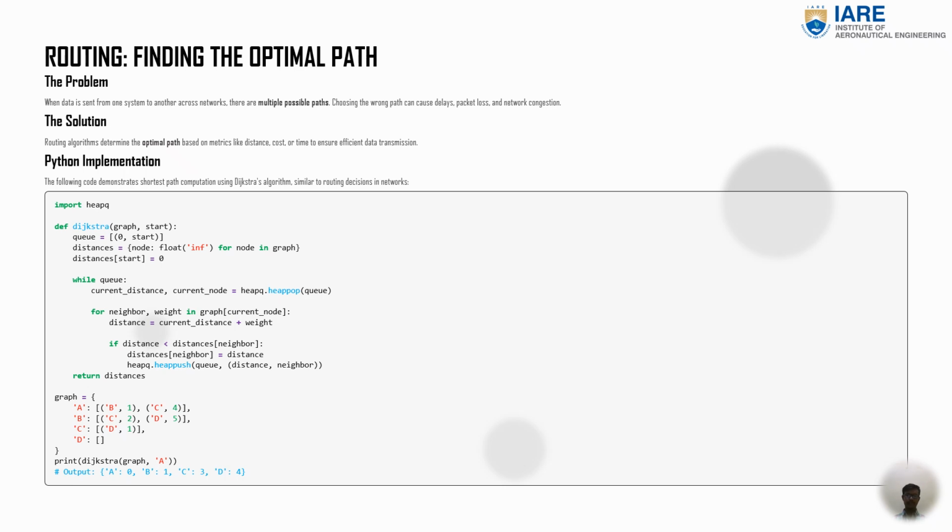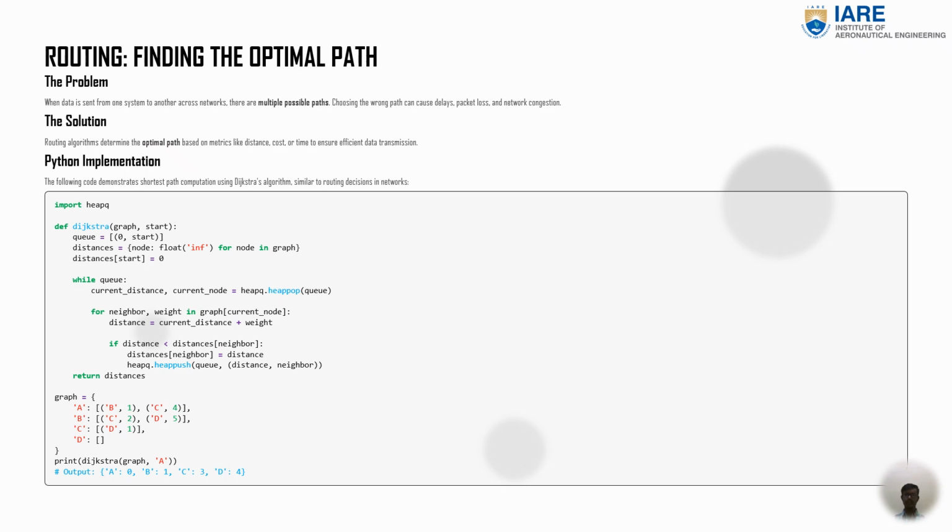The graph representation. First of all, the graph we chose is a network of 4 systems: A, B, C, D. Between A and B there is a distance of 1 unit. Between A and C there is a distance of 4 units. Between B and C there is a distance of 2 units. Between B and D there is a distance of 5 units. Between C and D there is a distance of 1 unit. This is an adjacency list.